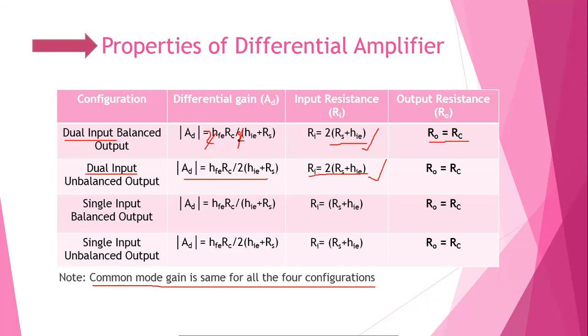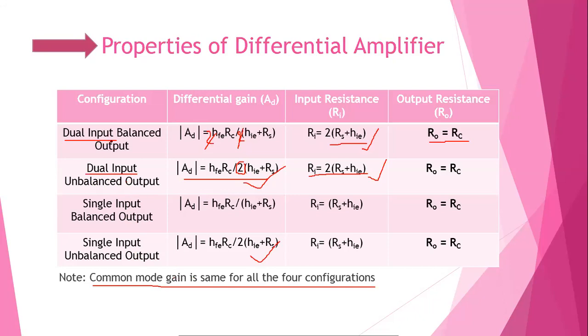HFE into RC by HIE plus RS. So this is for balanced output. If you want unbalanced output, we have to just divide this expression by 2, so you will be getting an additional 2 in the denominator. This will be the same for both unbalanced outputs, whether the input is dual input or single input. If the output is unbalanced, then this expression and this expression will remain the same.